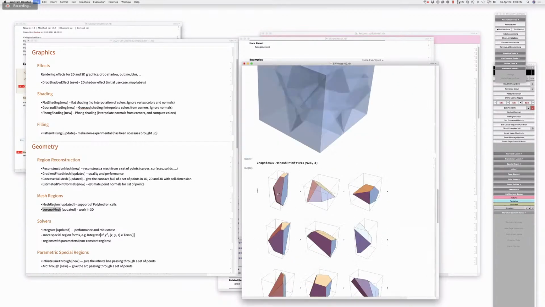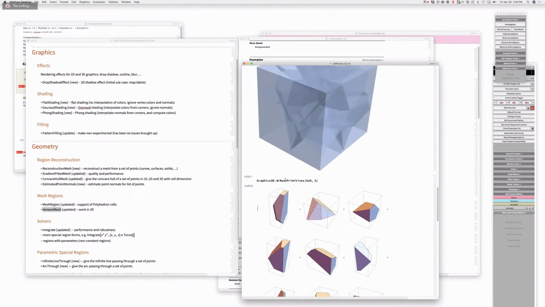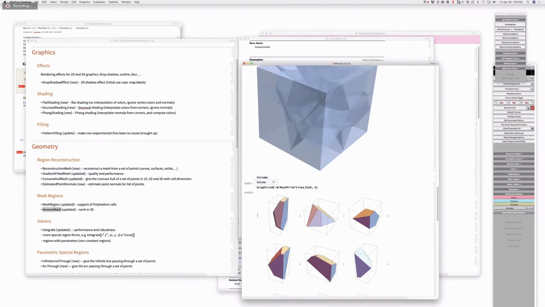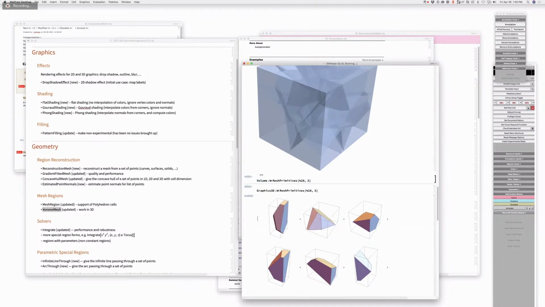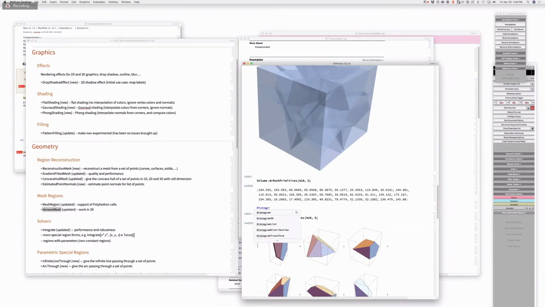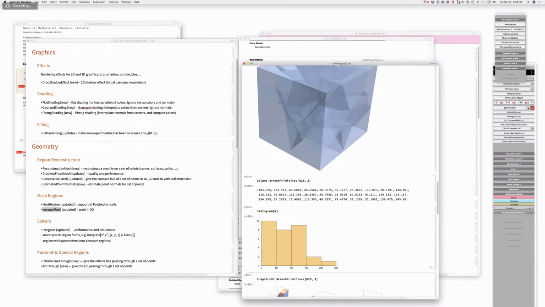And whatever you want to compute on those primitives, like the areas or volumes and centroids and other things. Right. So what I could do here is say something like volume at mesh primitives of that. And then I could say histogram of those volumes, and I could see how well it managed to get them to be equal volume.